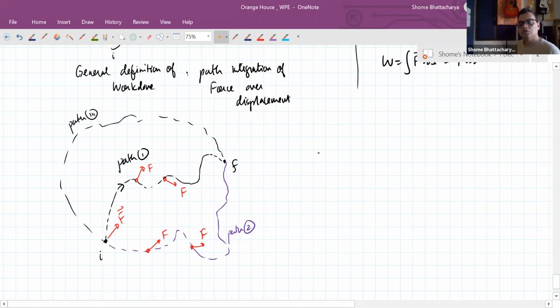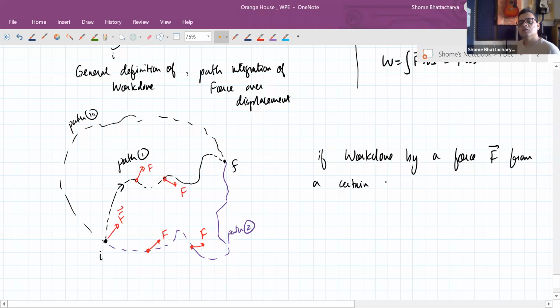Okay. So if the work done by a force F from a certain initial position to a final position is path independent.